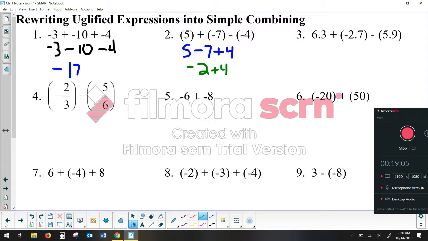Our positive 4 is winning by 2. Okay? Same thing working with our decimals. Same thing. We have 6.3 minus 2.7 minus 5.9.